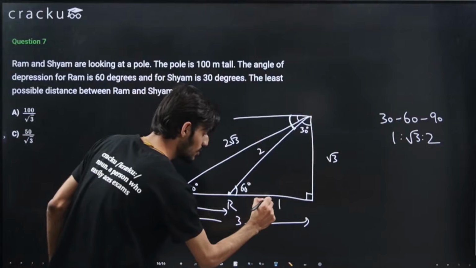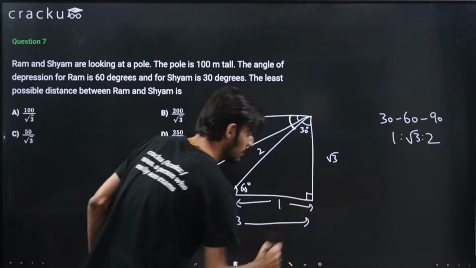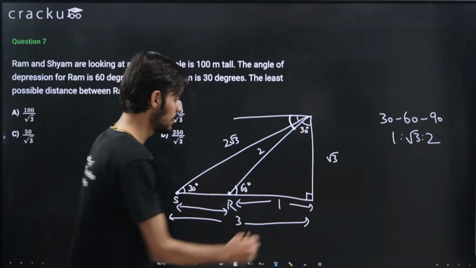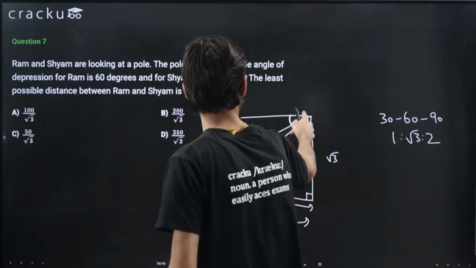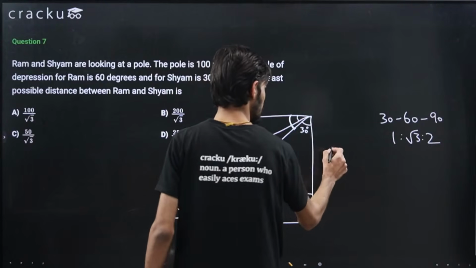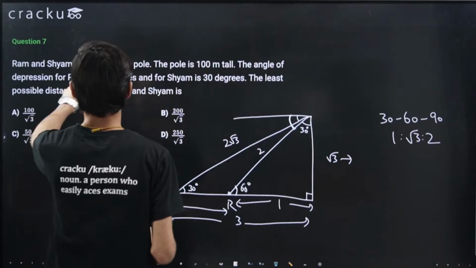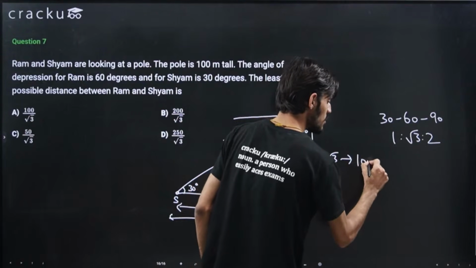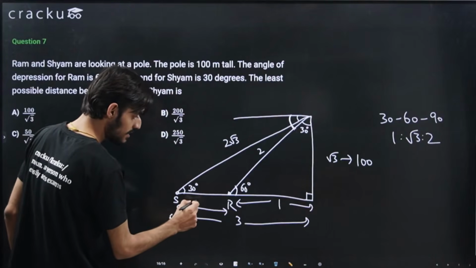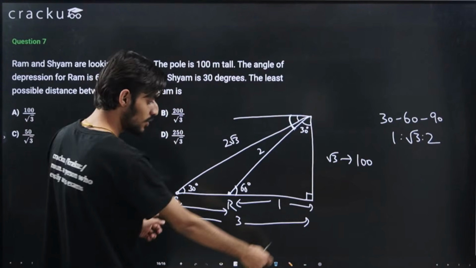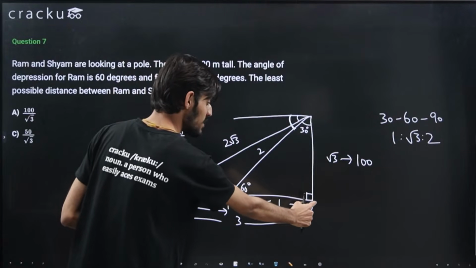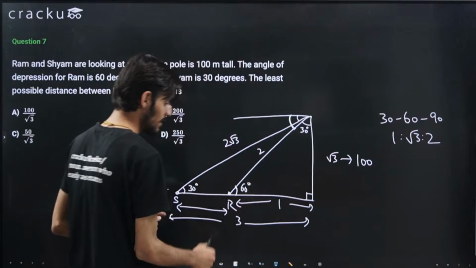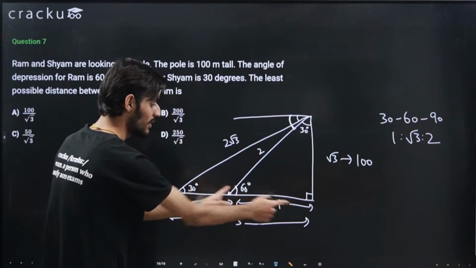In terms of ratios, if this value is 1, then this complete value will be 3. What we are given here is the height of the pole, which is given to us as 100 meters. So the value of root 3 is 100 meters, and we need to find the distance between Ram and Sham. The total distance from this point to this point is 3, and this distance is 1. So the distance between Ram and Sham will be 3 minus 1, that is 2.